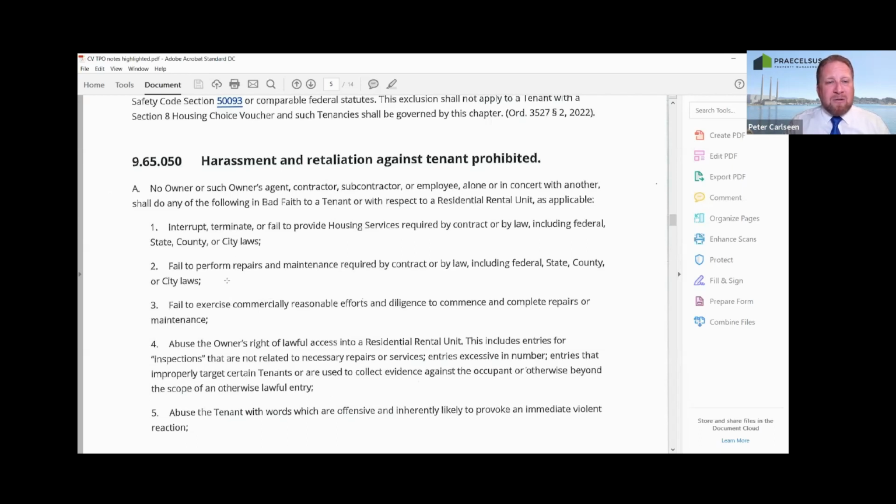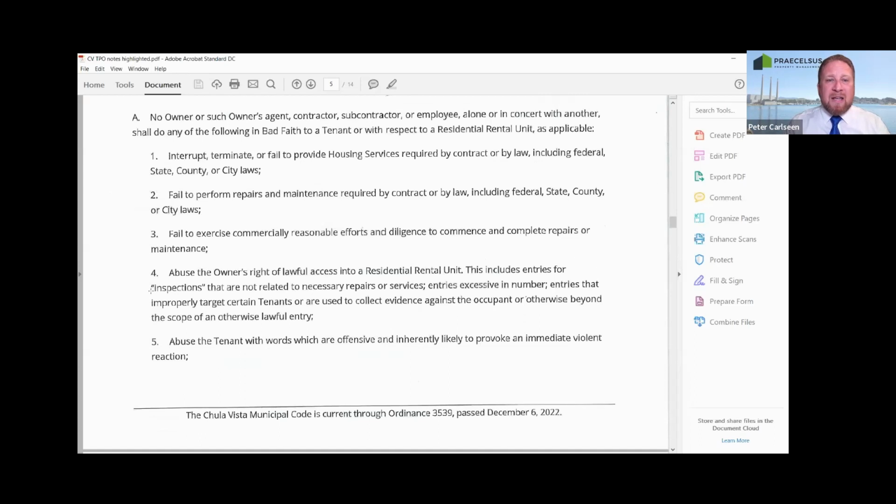This goes into detail about all the different ways that people are being harassed. And unfortunately, this happened to some tenants and should not have by state law, and should not just by any laws of ethics. So you can't interrupt, terminate, or fail to provide housing services required. You can't fail to perform repairs or maintenance. You can't fail to exercise commercially reasonable efforts and diligence to complete repairs. You can't abuse the owner's right to lawfully access the property. You can't go in there every day, okay? You can't affect their right to their quiet enjoyment.